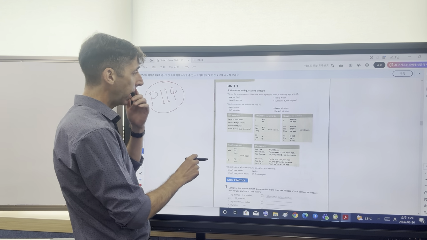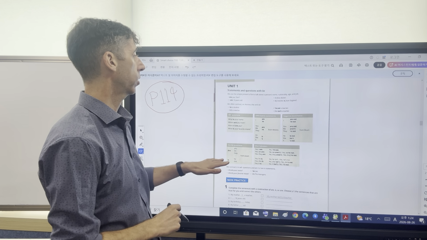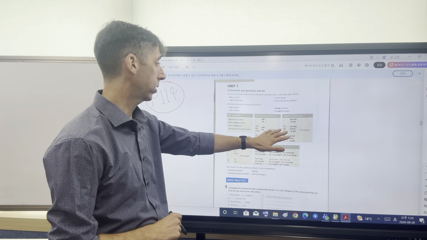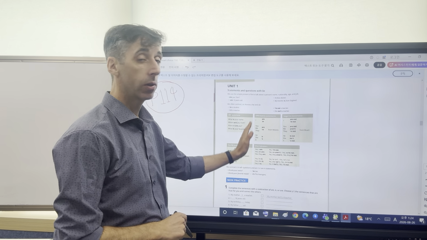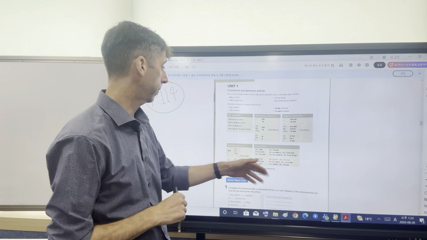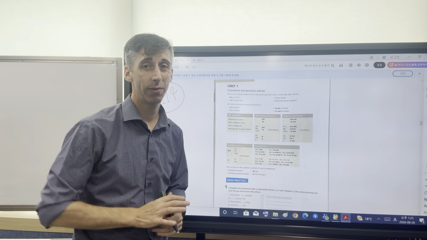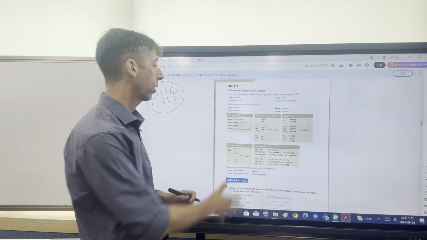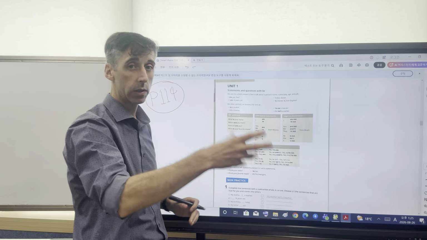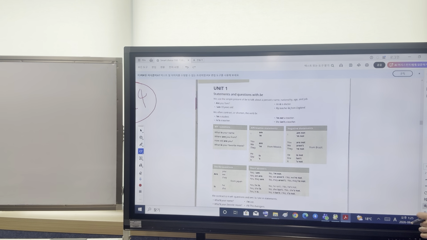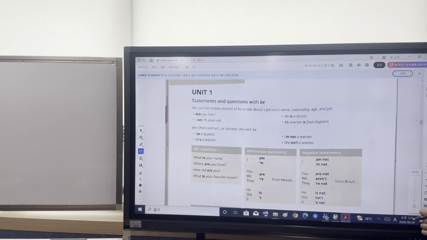So at the start, we have some statements and questions with be, some examples, some WH questions, examples of affirmative and negative, and then yes/no questions and short answers. And at the bottom, we have some practice exercises. So we're going to look at the examples first, and then look at the exercises second. Okay, so let's bring that up a bit bigger so we can see.